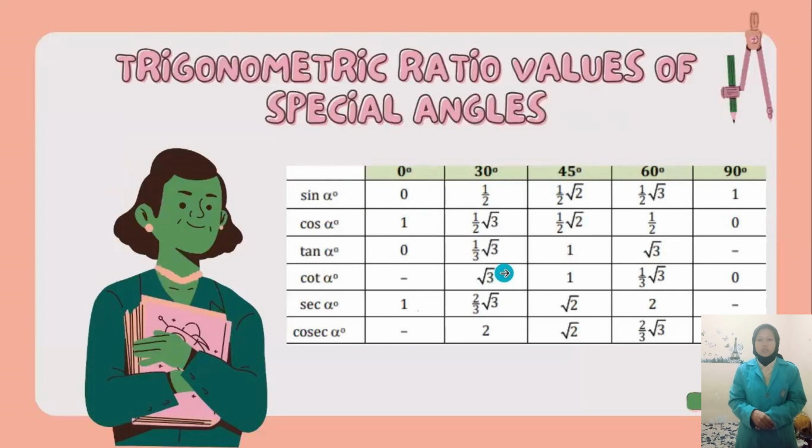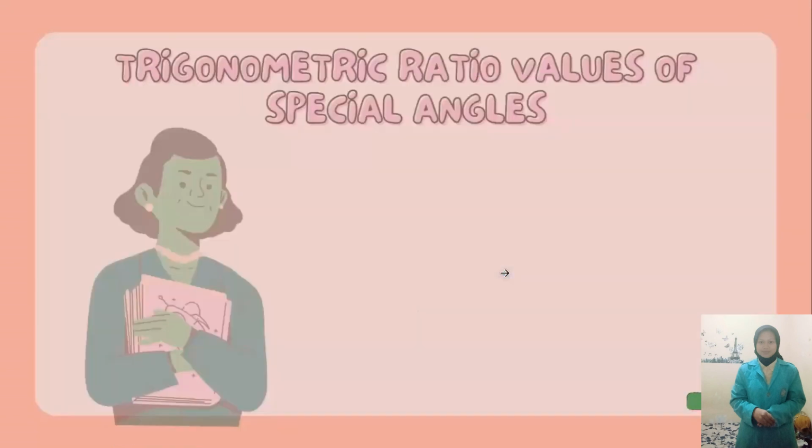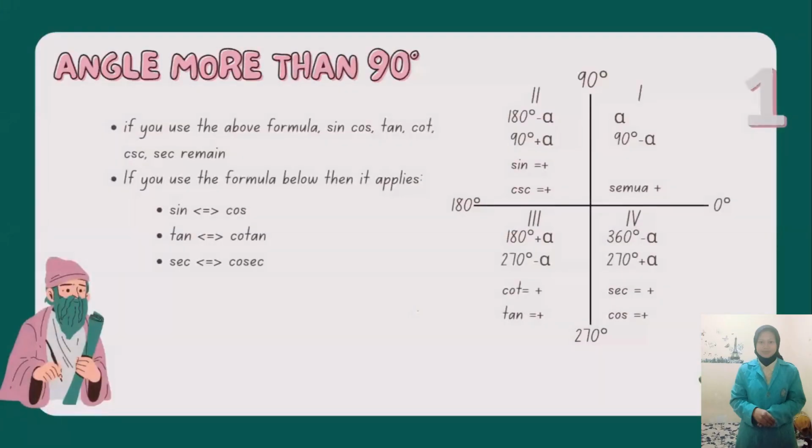If we know the value of sin, cos, or tan alpha, we can find out the value of cotangent alpha, secant alpha, and cosecant alpha with the formula previously. Okay, before next, we know that the value of special angle in trigonometry we can remember.